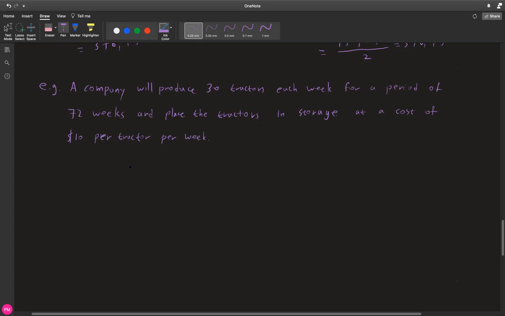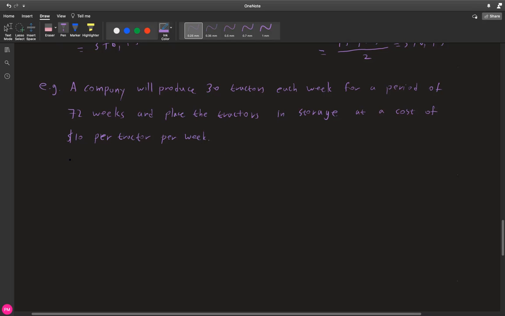So this means one tractor costs $10 to store each week. So if it was for 2 weeks, it's going to be $20. And if it's for, let's say, 2 tractors, it'll be $20 per week.